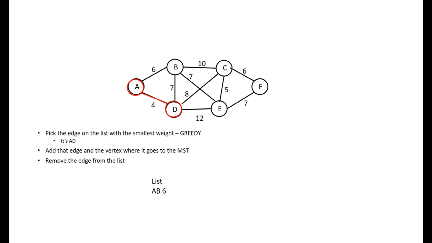Once we get the edge into the minimal spanning tree, we're not going to remove it. It's in there for good. We still have another option, the A to B edge with weight 6, which we might use later.